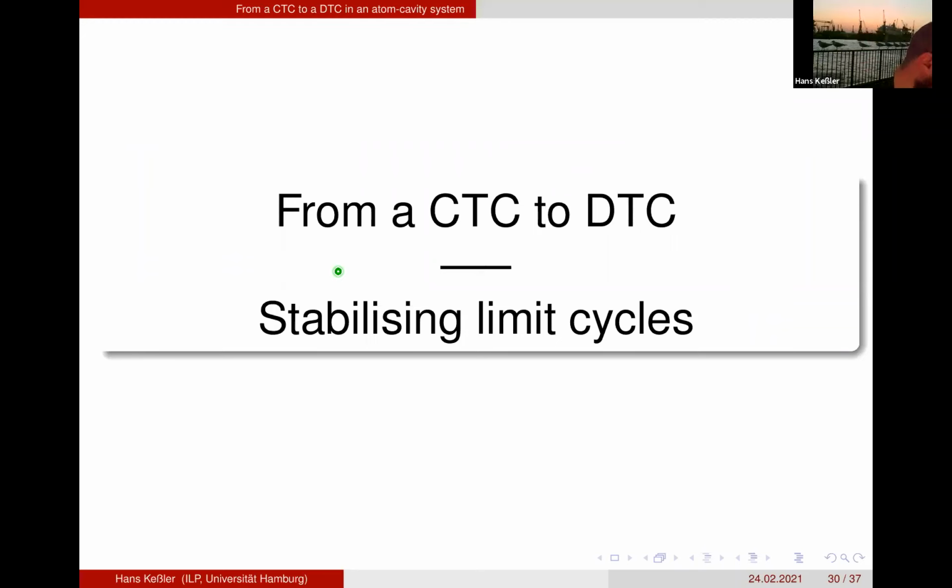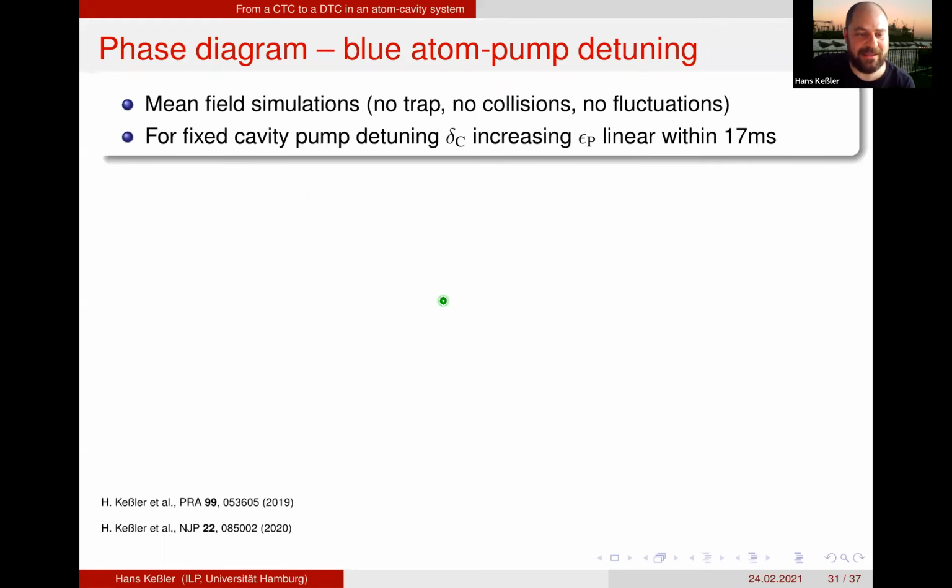And now there's about a few minutes left, and I want to use them to show you what happens on the blue side of the atomic resonance. This is what we plan in the future. Everything started with a proposal by Helmut Ritsch and Francesco Piazza, where they observed, in a 1D model of the atom cavity system on the blue side of the atomic resonance, limit cycles.